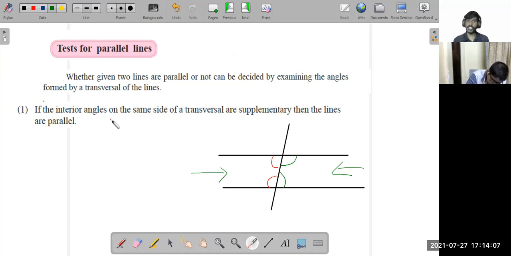So if the interior angles are on one side, you can check either left side or right side, any one. If you add them and you get 180, that means it is supplementary. Then you can say the lines are parallel. So this is the first test to check.